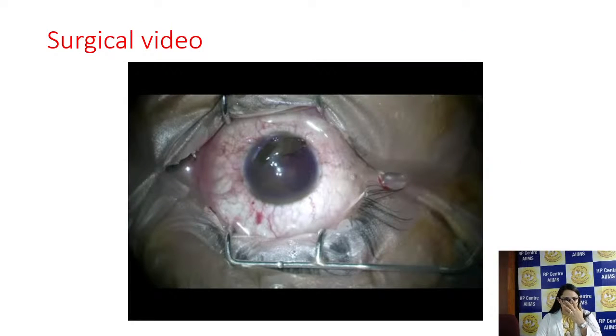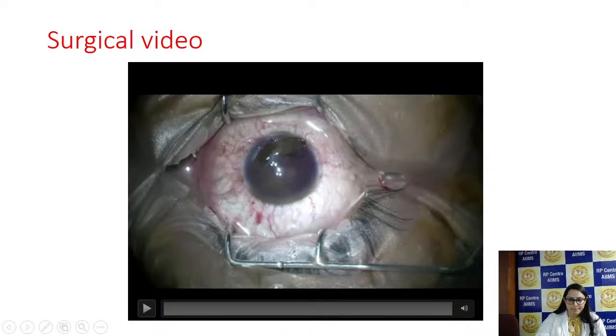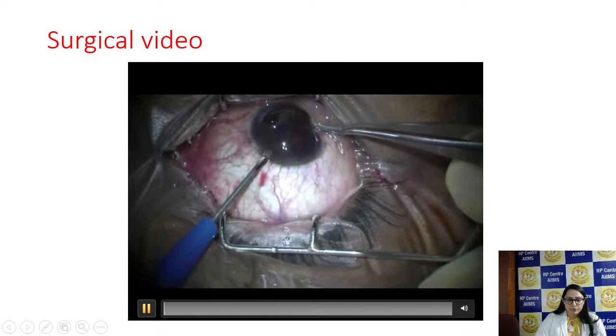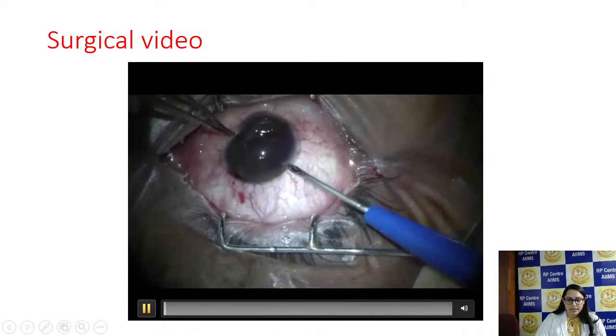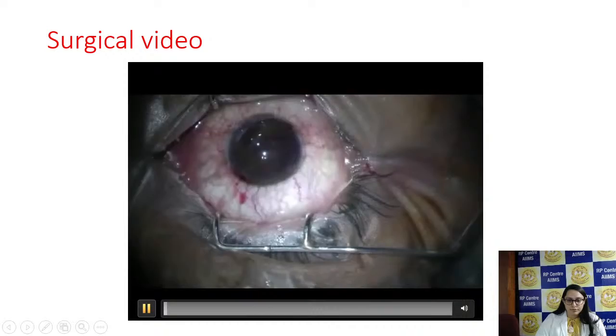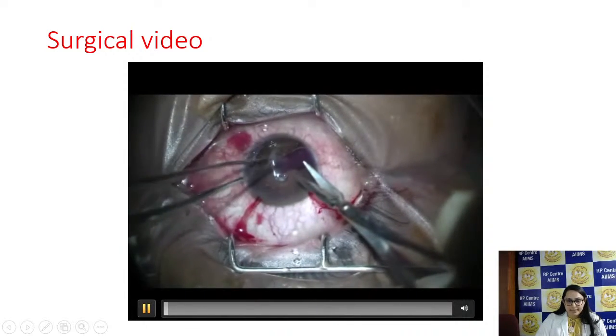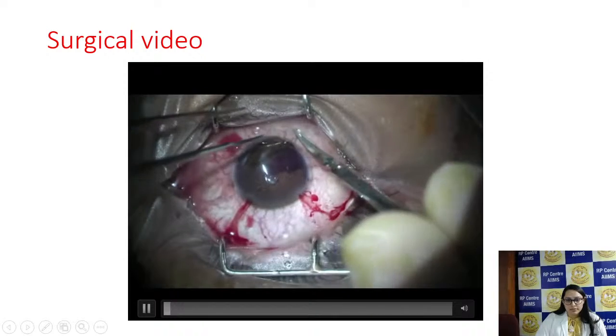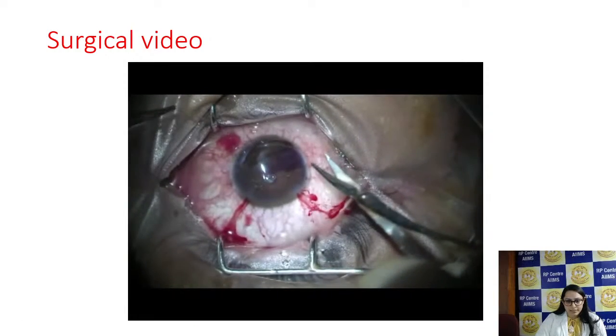So now coming to the surgical video. So this is a case with a corneal perforation and uveal tissue prolapse. So let's see the video. So firstly, we have to make 2 side port entries using an MVR blade. Care must be taken not to damage the iris tissue, as the anterior chamber is shallow in most of these cases. So the membrane over the prolapsed iris tissue is gently peeled off.